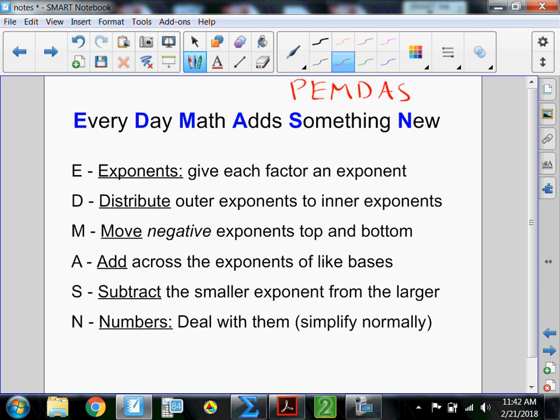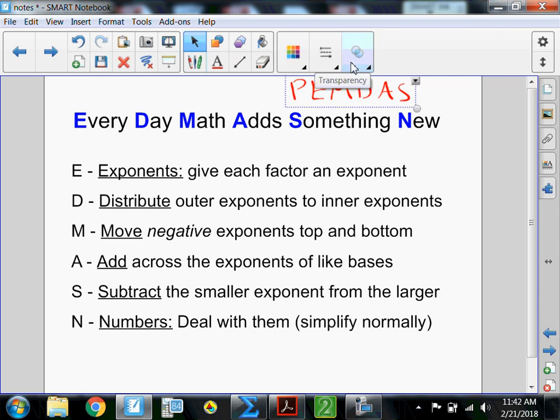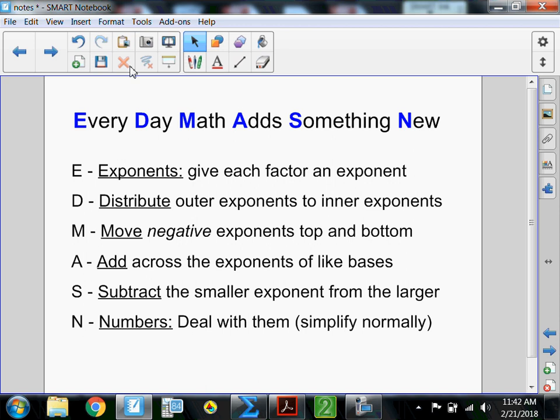So we're going to use our new version, every day math adds something new, to give you the letters to work through properties of exponents problems. It's meant to just be a reminder. E stands for exponents, give every factor an exponent. D, distribute outer exponents to inner exponents. M is move negative exponents top to bottom. A, add across the exponents of like bases. S, subtract the smaller exponents from the larger. N, numbers, deal with them.